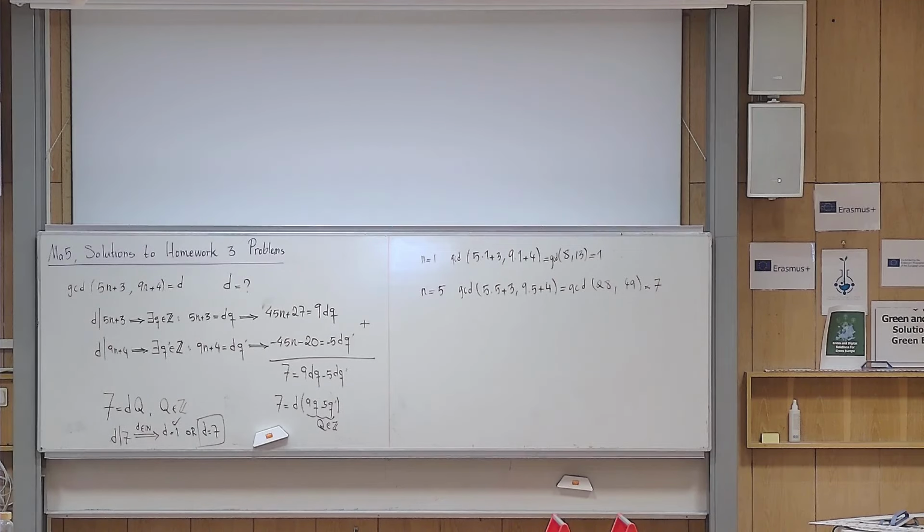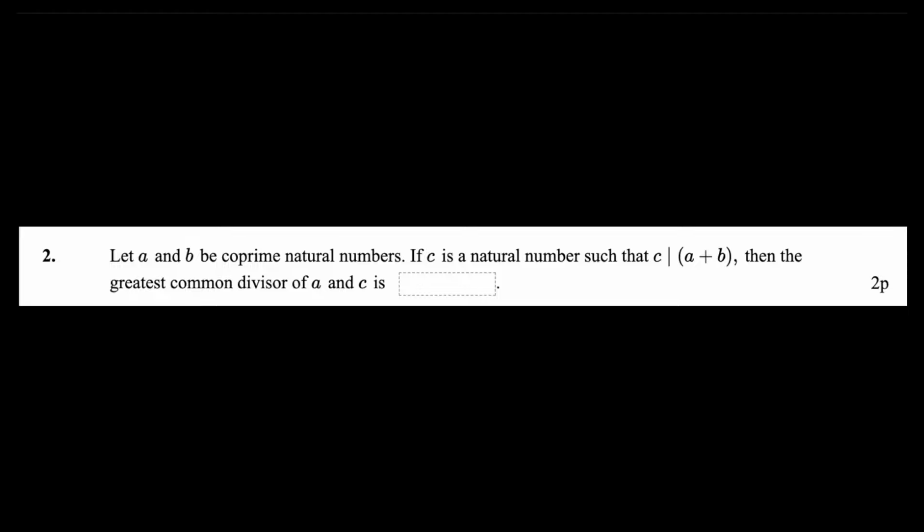Now let us go to the next problem. Let A and B be co-prime natural numbers. Co-prime means that GCD between A and B is indeed equal to 1. If C is a natural number such that C divides A plus B, then the greatest common divisor of A and C is what? We want to find the greatest common divisor of A and C if we know that A and B are co-prime and C divides A plus B.